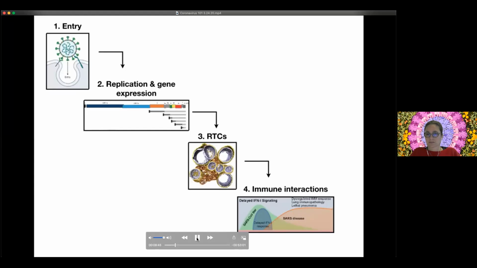I'm going to then move on to talking about some of the remarkable cell biological changes that occur in an infected cell, particularly involving membranes and the formation of what are called replication and transcription complexes during coronavirus replication. And then in the end, I'm going to spend the last few minutes talking about immune interactions that this virus has with, in particular, the innate immune system, as these are likely drivers of pathogenesis of these viruses in animal hosts and in humans.